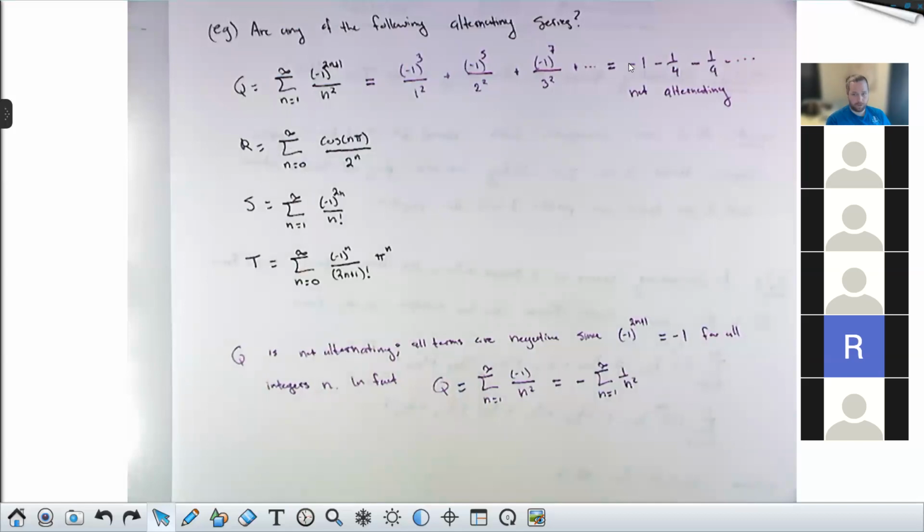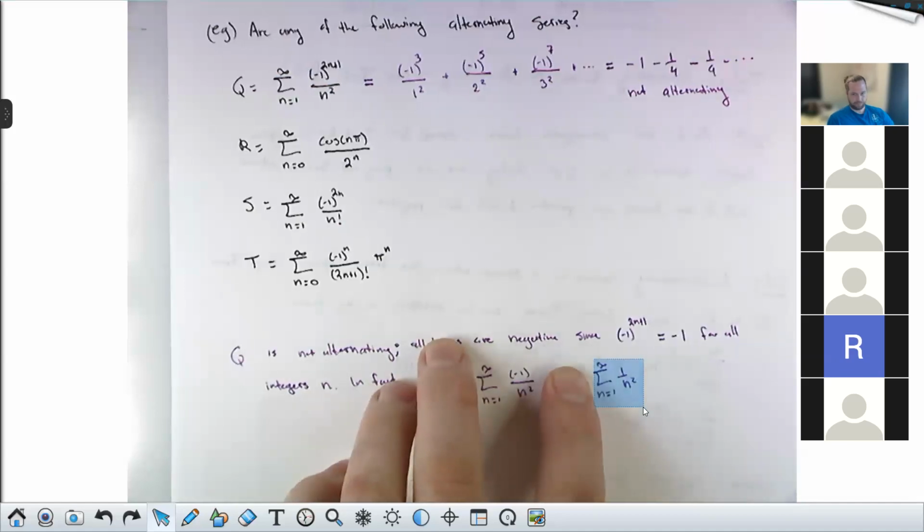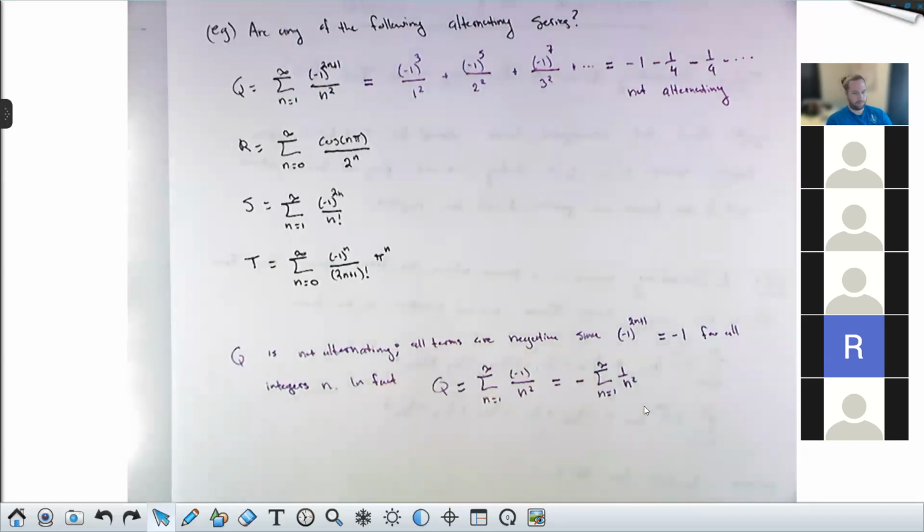Now, just for fun, let me see if you've been paying attention. Does this series Q converge or diverge? Yeah, Frank got it in the chat. This series converges. The -1 to the 2n plus 1 is just -1. That's a constant, so I can pop that out of the series. I get negative sigma 1 over n squared. And this guy, without the negative, that's a p series, p equal to 2. 2 is bigger than 1. So this is a convergent series, but it's not alternating.